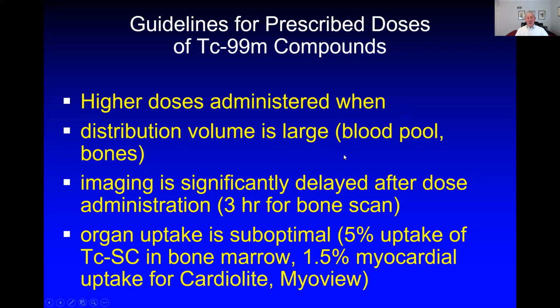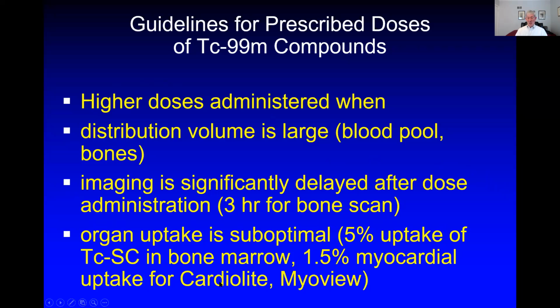And on top of that, what we're going to learn is that only half of the bone agent goes to bone. The other half either clears through the urine mostly, or a little bit of it hangs up in soft tissue. So we need big numbers for a bone scan for all of those reasons. Also, what if your organ uptake is suboptimal? I'll give you some examples of that. We're talking about 5% or less. That's suboptimal. Bone marrow imaging, that's not even important. We almost never do it, but let's look at a couple of others that are important.